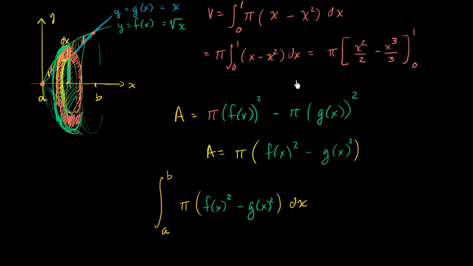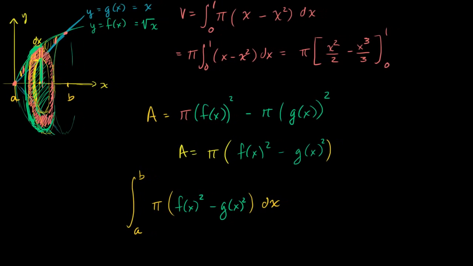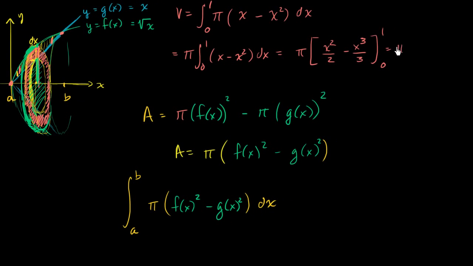I'm running out of my real estate a little bit, so let me scroll over to the right. This is going to be equal to pi times, when you evaluate this whole thing at 1, you get 1/2 minus 1/3. And then you subtract it evaluated at 0, but that's just going to be 0. 0 squared over 2 minus 0 to the third power over 3 is all going to be 0. So you're just left with this expression. What's 1/2 minus 1/3? Well, that's 1/6. And so we are left with pi over 6, which is the exact same thing that we got in the last video.